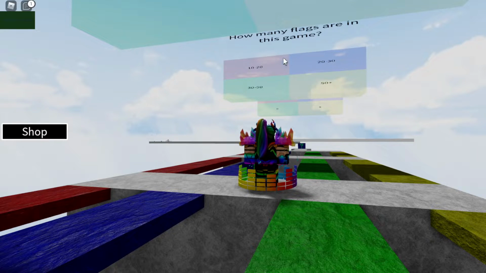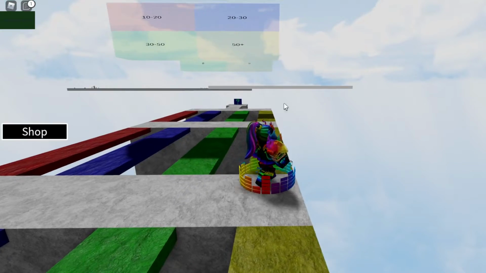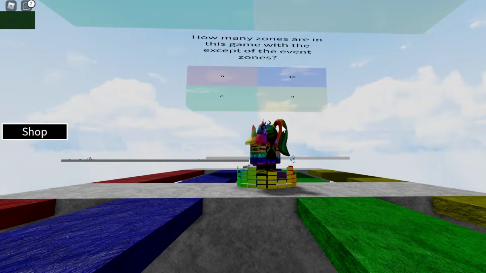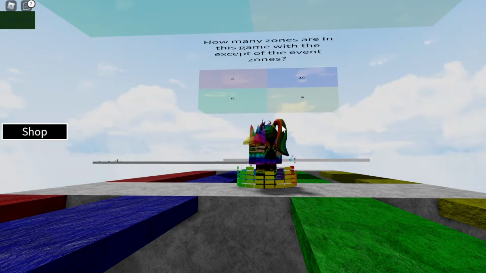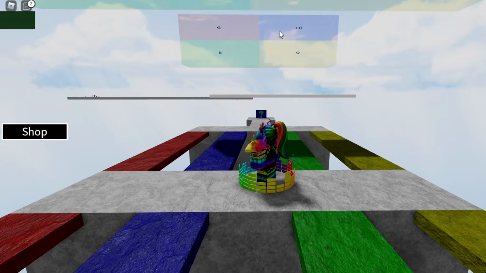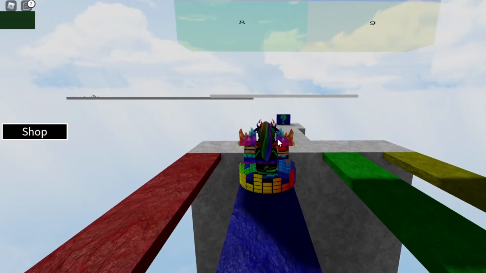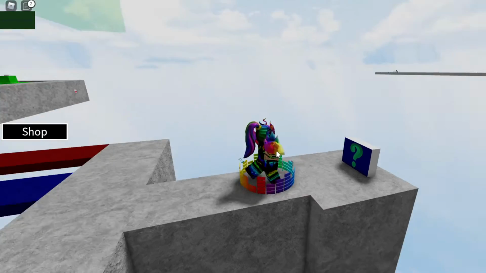Now for the next question right over here, how many flags are in this game? And the answer is 50 plus, and that is yellow, so you want to head over on the yellow path. And for the last question right over here, how many zones are in this game, with the exception of the event zones? And the answer is 10, so you want to head over to the blue path, and you want to walk to the end of it. Right over here at the end of the blue path should be the quiz flag.